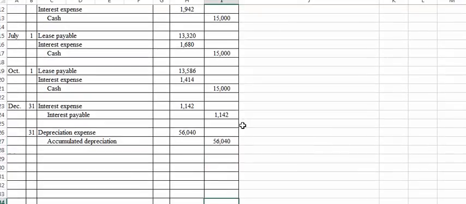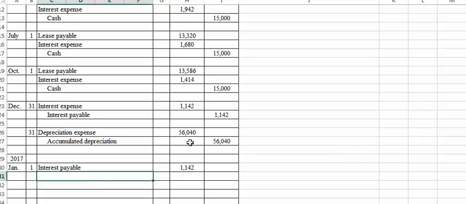Right, now we're ready to make the January entry, this is going to be 2017. And this is our January 1st entry. Okay, well, we're going to take care of the interest, so this interest payable from the end of last year needs to come off the books. So we'll debit interest payable for $1,142.